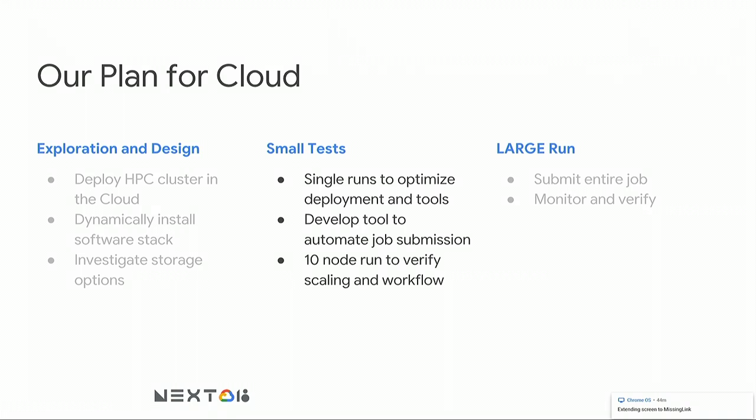We had to develop tools to basically script out automated job submission because of the large set of jobs and samples that we had to work with. After we did that, we were able to scale up to smaller just to make sure our scaling is working right before we have to send out that big job. And then lastly, that big job. We have to hit the go button. Submit the entire work set, monitor, and verify that these results are coming back right.